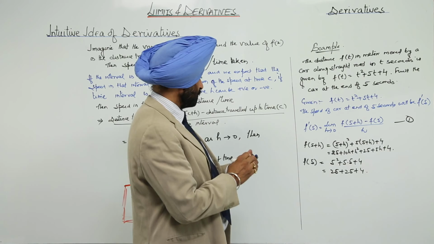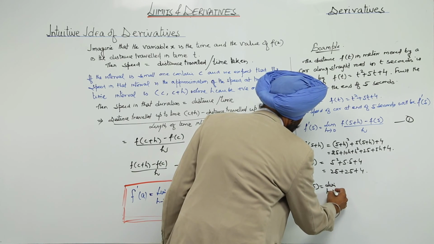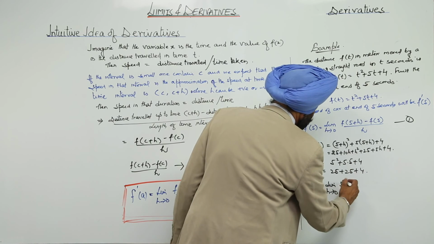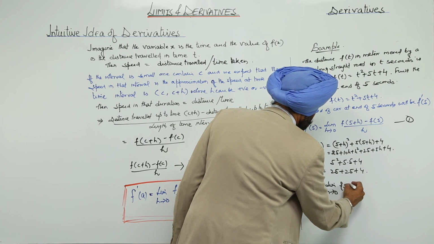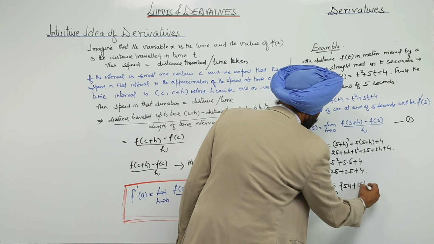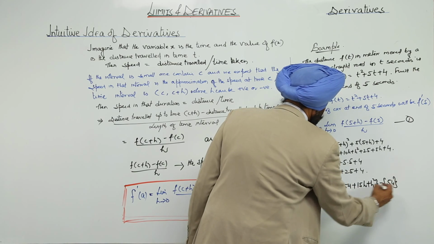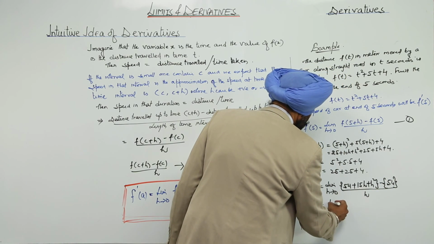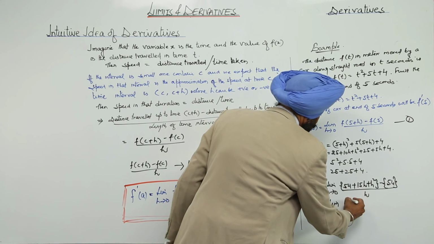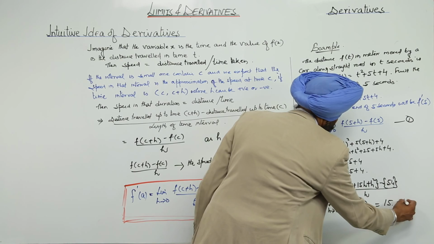Now let us substitute in the question. Now we will have f'(5) is equal to limit h approaches 0. Now this becomes 25 plus 25 is 50 and 50 plus 4 is 54. 54 plus 10h and 5h, 15h plus h square, minus 54, upon h, limit h approaches 0. Now here 54 and 54 cancel. We are left with h(15+h) upon h, and this is equal to 15 meters.